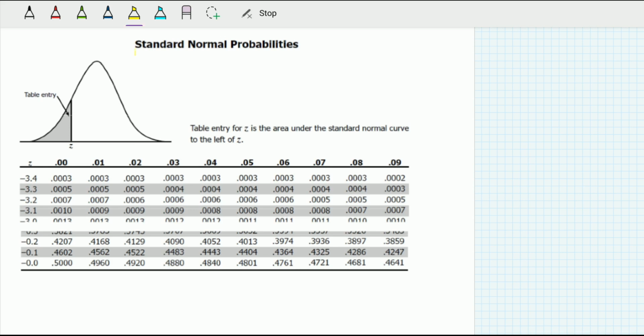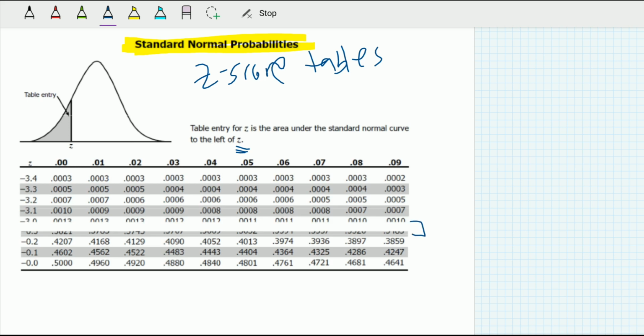Okay, so the standard normal probabilities, that's what they call this table. For me, I'm just going to call it the z-score table, because it basically is using only z-scores. So if you notice, right there is z-scores. Now, what you need to understand here is that I sort of cut this table here just so you can see the top part and then the bottom part. So there's just a ton more numbers here in the middle, okay?